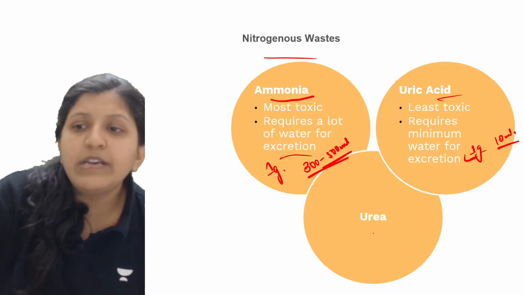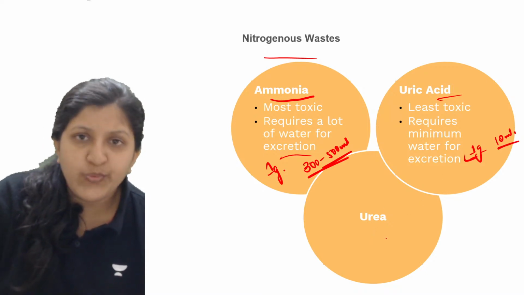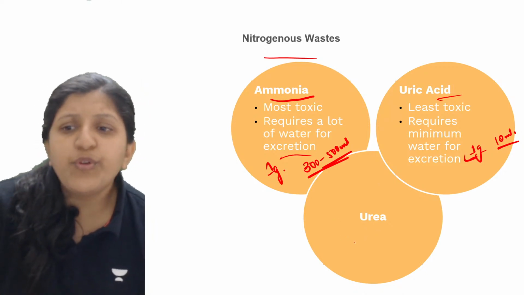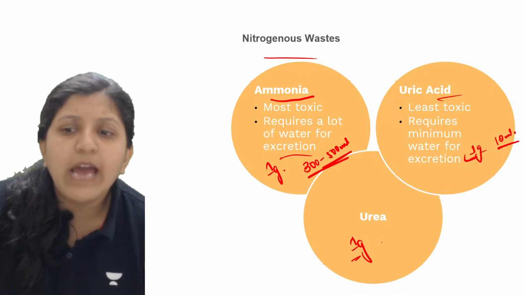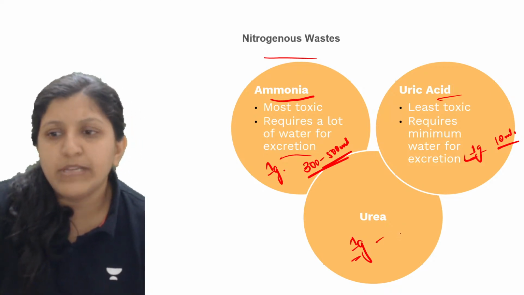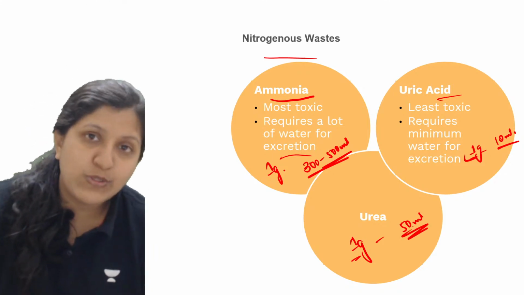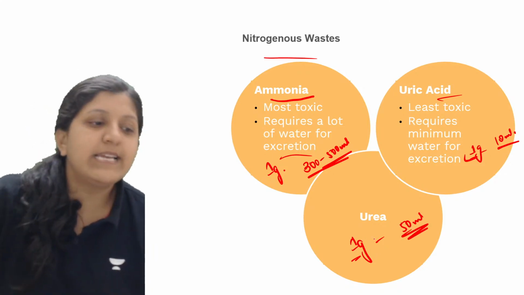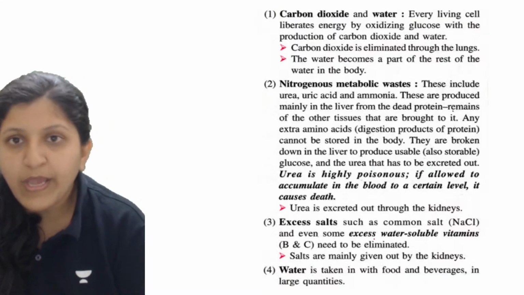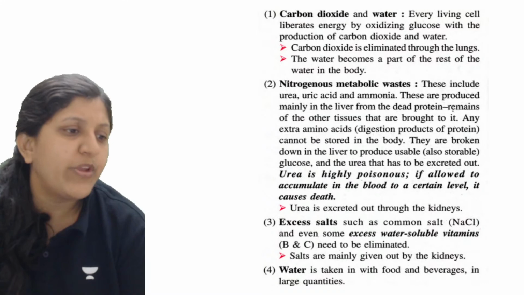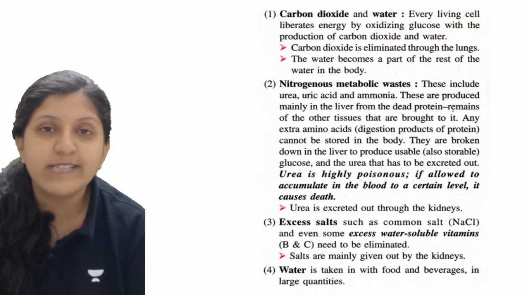Okay, so here it is for this one, that is urea. For urea, let's say 1 gram, so about 10 to 15 ml. Up to 50 ml of water is also sufficient. And that's the reason our body forms the urea. And in other aquatic organisms, ammonia removal occurs in their body.